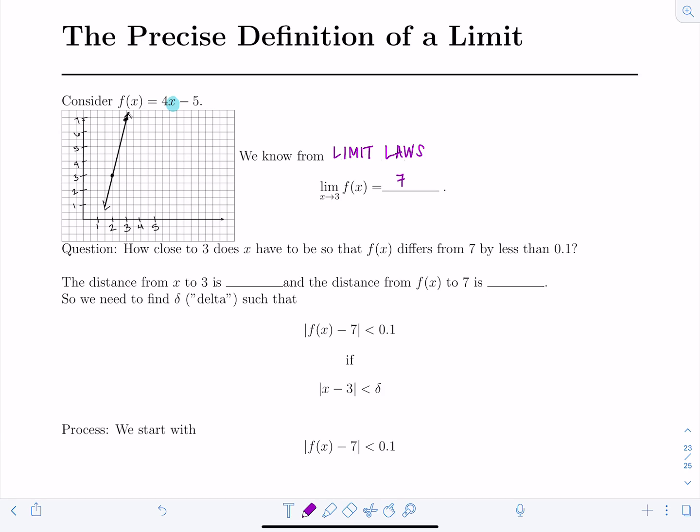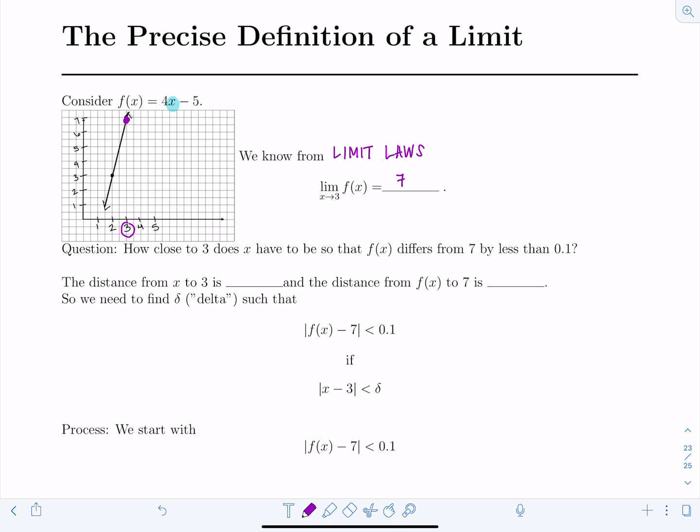And you can confirm this graphically as you approach x equals 3 from either the right or the left. F of x, my function, approaches 7. And in that case, the limit is equal to the function value. So now I have a question for you.